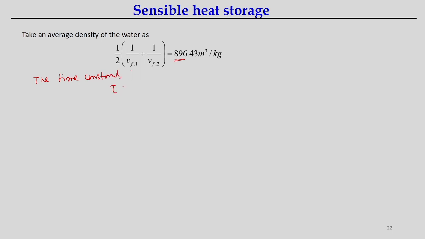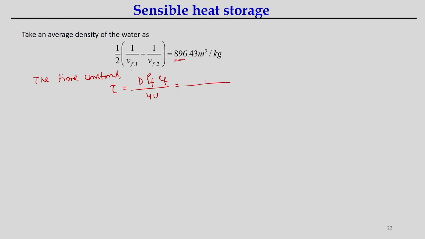Which is represented by tau, it is something like d rho f cf divided by 4 u. Okay.